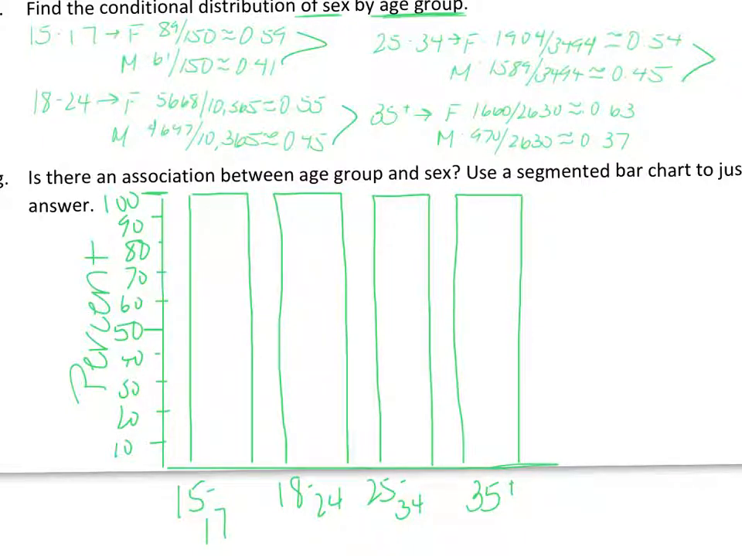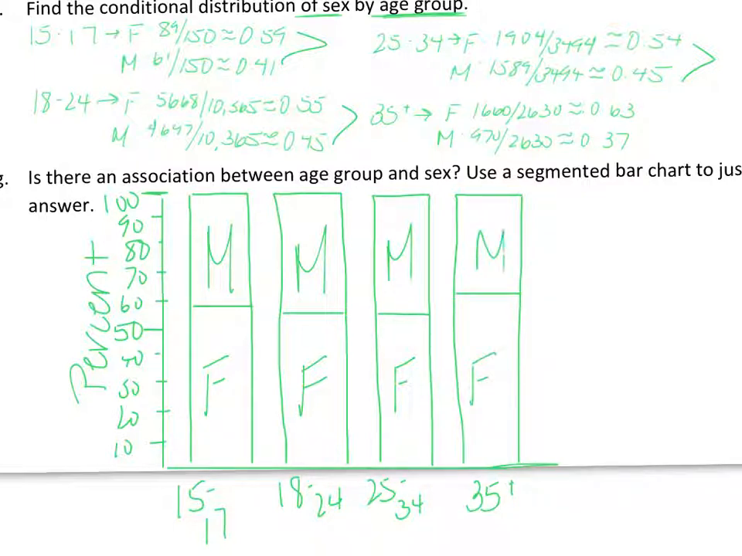So for 15 to 17, 59% or about 0.59 is female. The male is the other part. For 18 to 24, we're at about 55 female. So the male makes up the rest. 25 to 34 is at about 54, so relatively close. And then 35 plus is about 63. So female and male. Now this is our segmented bar chart.